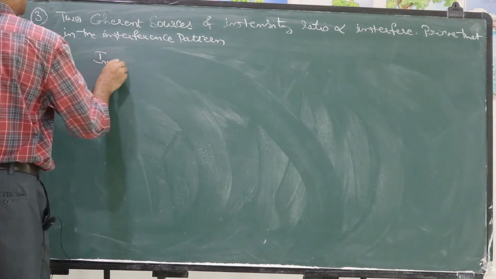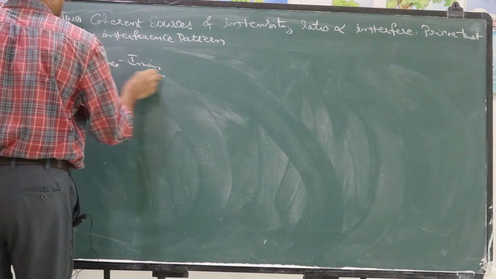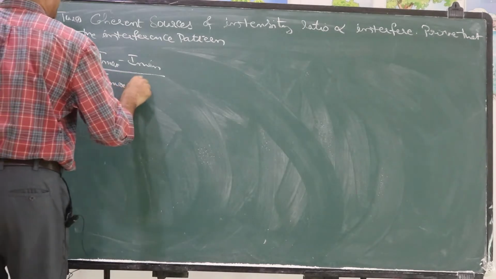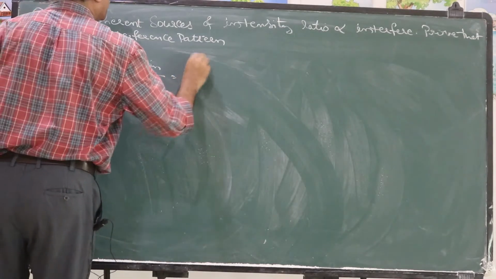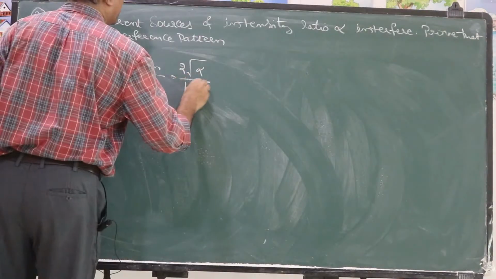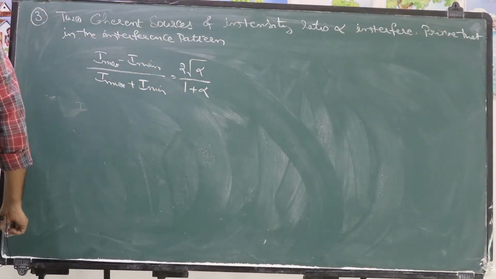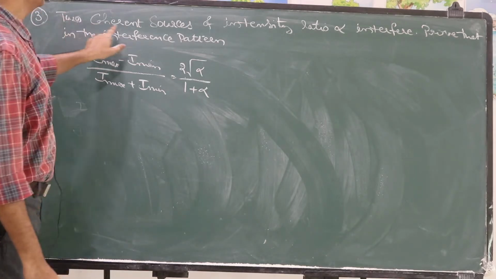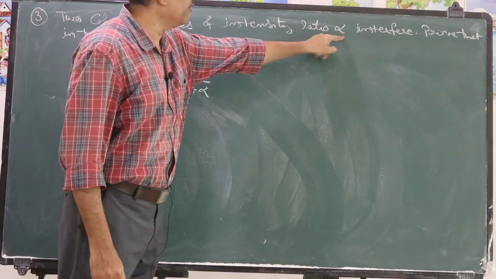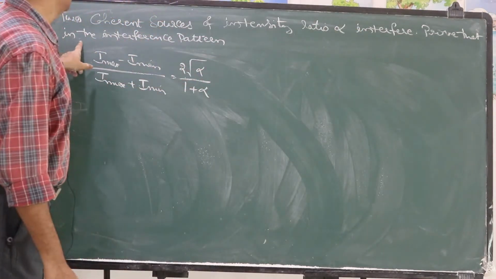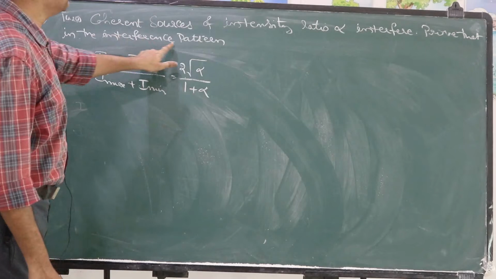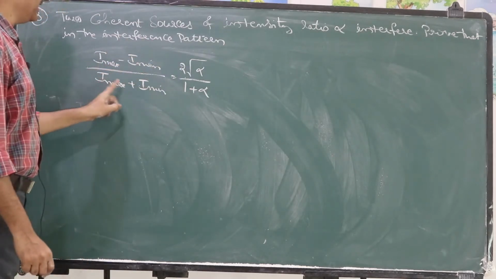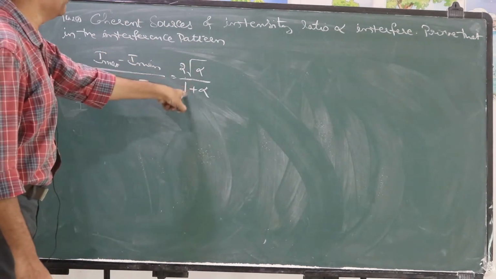Imax minus I minimum by Imax plus I minimum is equal to root alpha by 2 root alpha by 1 plus alpha. Okay. So two coherent sources of intensity ratio alpha interfere, prove that in the interference pattern Imax minus I minimum by Imax plus I minimum is equal to 2 root alpha by 1 plus alpha.